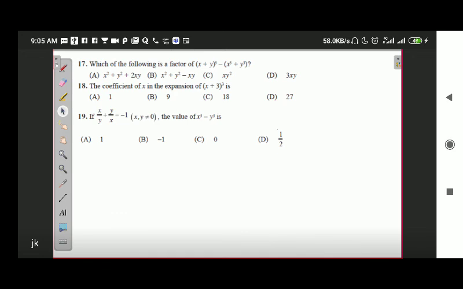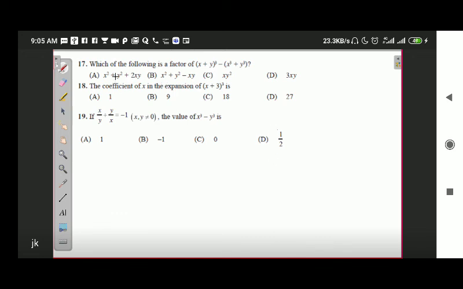Question number 17. Question number 17 is which of the following. See, as we go onwards and onwards, the level of the question is increasing. Okay, you can expect this sort of questions in your exams, not exactly the same, but this sort. Okay, so practice well, please.